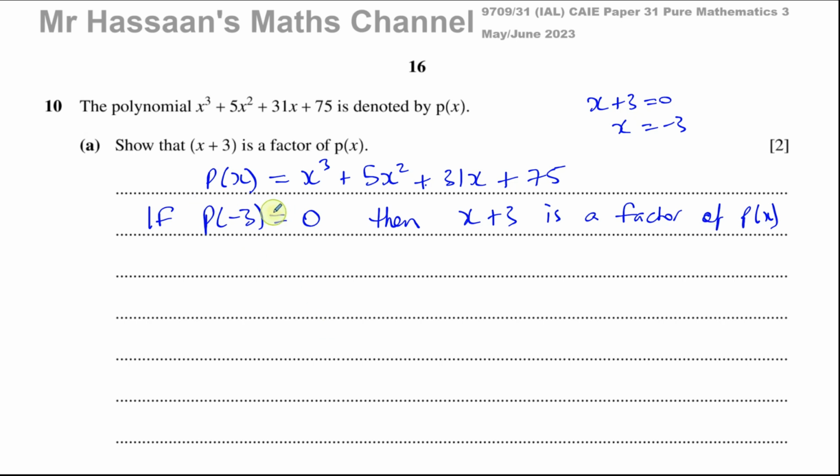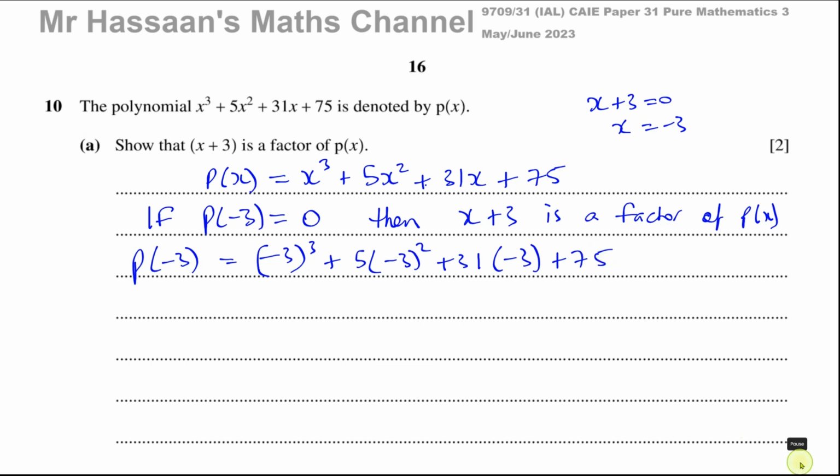When we show this is true, we have then proved that it is a factor. So this statement should be written down. It's very important when you're saying show that. Either at the end or before you start, you write this statement down and then show what p of minus 3 actually is in this expression. So you're going to have minus 3 all cubed, including the negative sign, plus 5 times minus 3 squared, plus 31 times minus 3 plus 75.